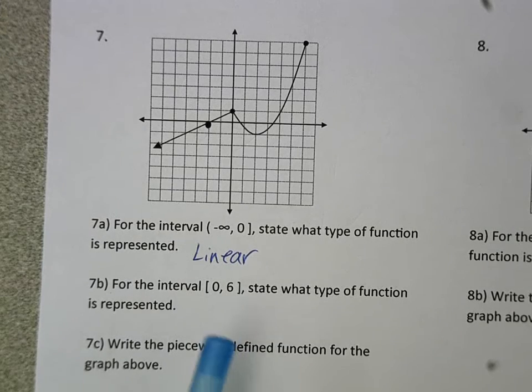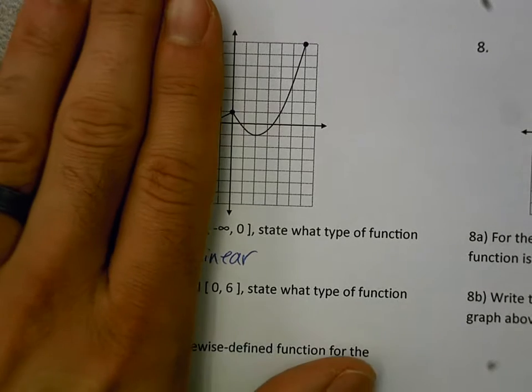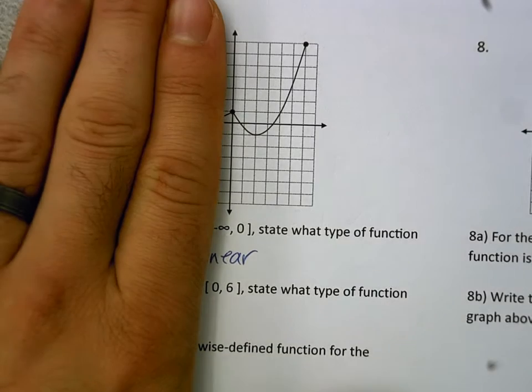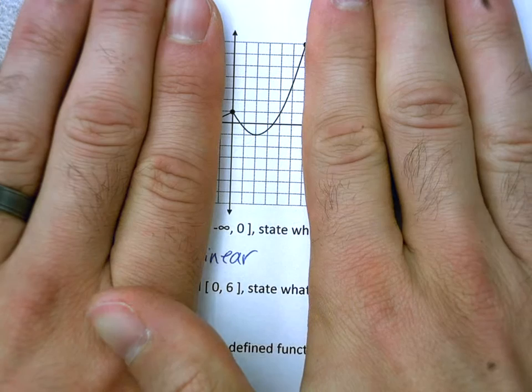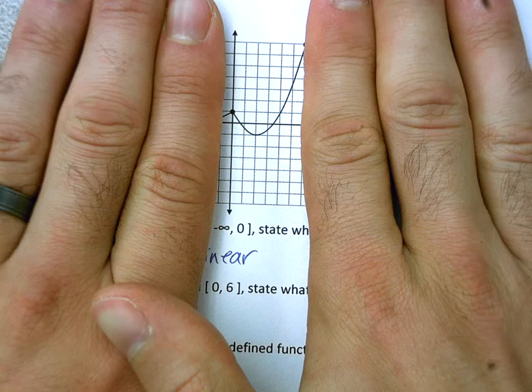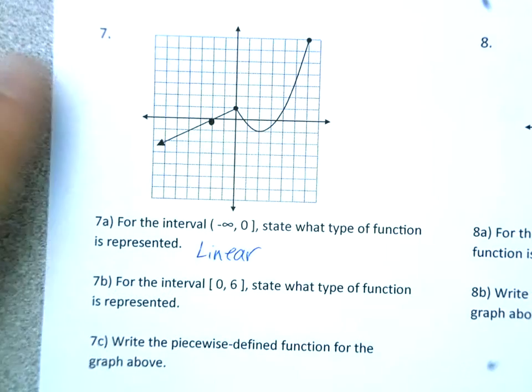Then it says for the interval 0 to 6. Okay? That's this piece of the graph. Notice how, again, it's describing the domain from 0 to 6. What kind of graph is that? Quadratic. That's your answer.